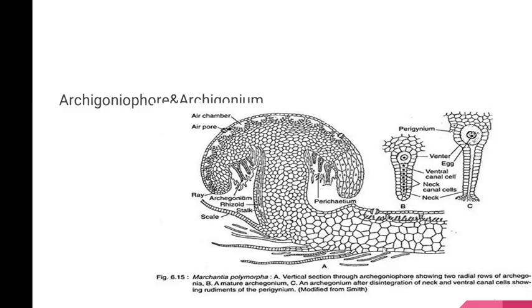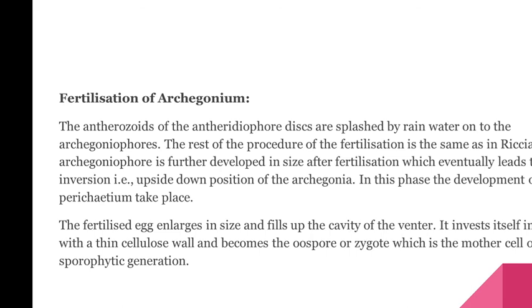During fertilization, the neck canal cells and venter canal cell completely disintegrate. Only the egg cell is present. At that time, the antherozoids move through the water current, reach the archegonium, fuse with the egg cell and form the zygote. This is the sexual reproduction. From this stage, the sporophytic phase takes place.